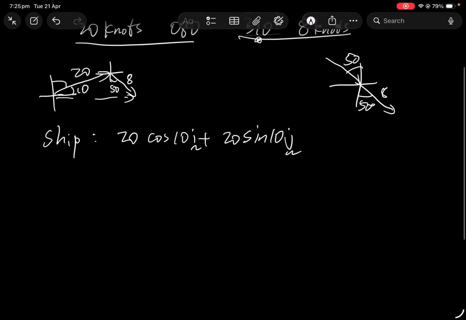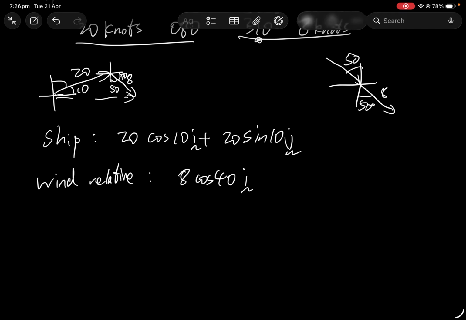And then for the wind, which is relative to the boat, it will be 8. Well, that's 50, so this will be 40, so it'll be 8 cos 40 i. And because it's in the fourth quadrant, y values are negative, so we can just do negative 8 sine 40 j.